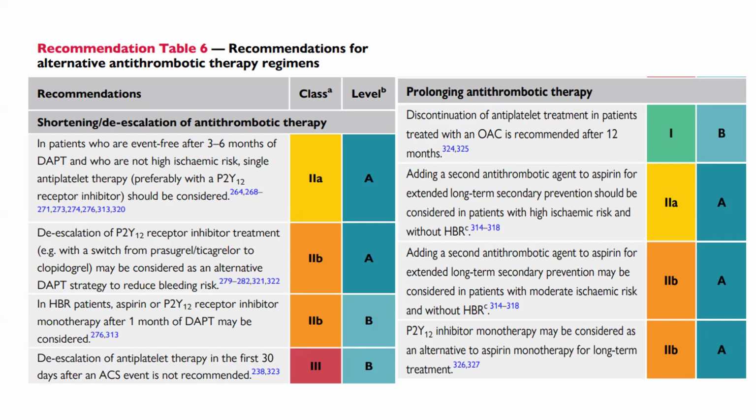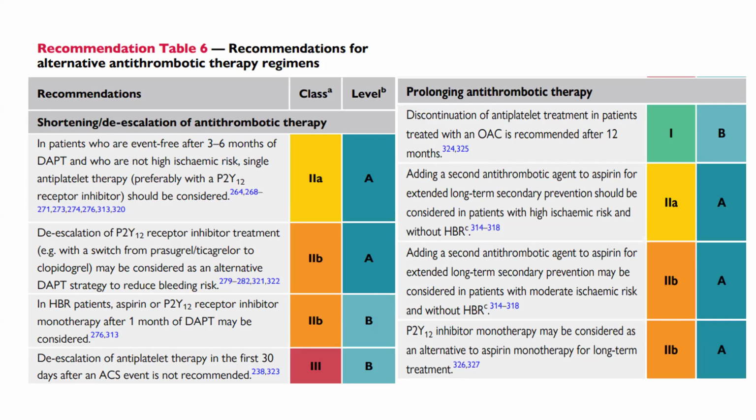Adding a second antithrombotic agent to aspirin for extended long-term secondary prevention should be considered in patients with high ischemic risk and without high bleeding risk. So there are patients that, despite you've done 12 months of dual antiplatelet therapy, ideally after 12 months you don't necessarily have to continue the dual antiplatelet therapy. You have to reduce it to single antiplatelet. In some circumstances where you assess and notice that the patient has very high ischemic risk, you may extend the duration.